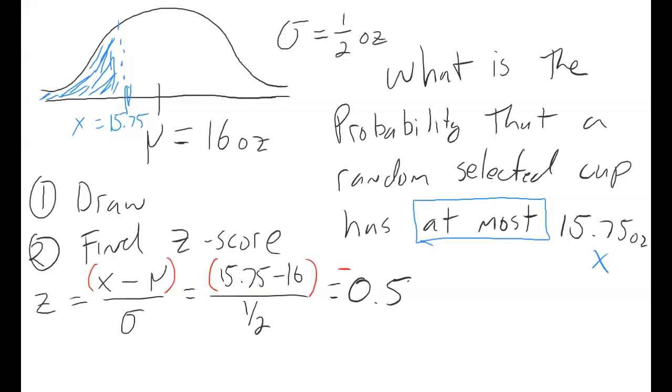So step 3, use table. So this is last time. This is where the negative matters, right? Because the negative tells me that I go to the negative z-score chart, right? And then we're colored to the left, which is what we're supposed to be on our chart. So that is all good. So now we just go to our chart, find negative 0.5, and what do we get?